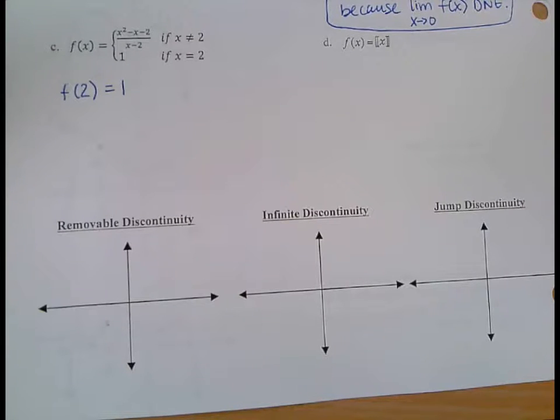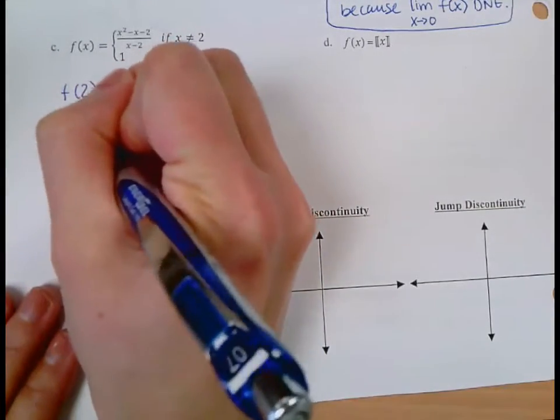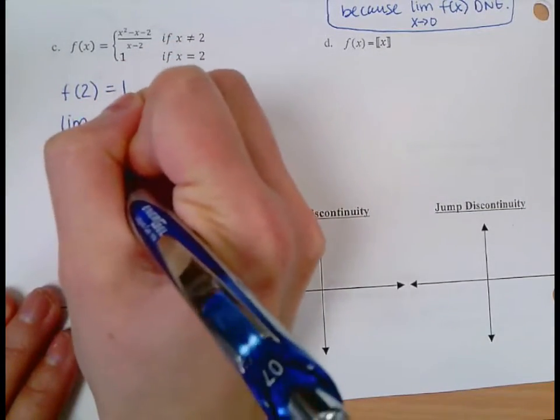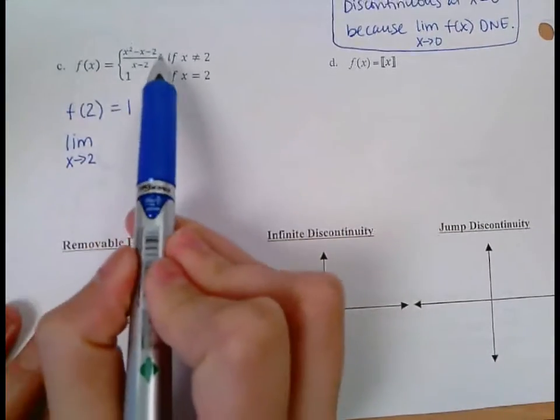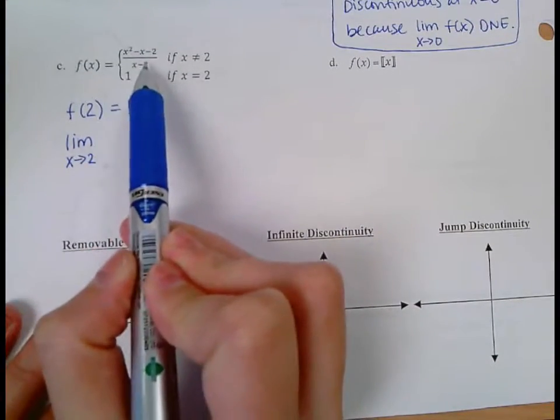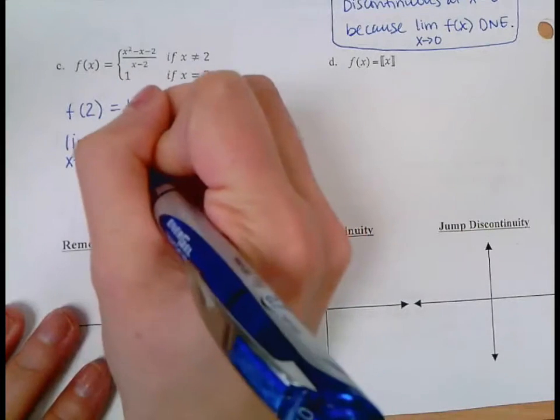So then here's where you would need to check, does the limit exist at 2? So if I'm finding the limit as x approaches 2 of the function, I'm using the expression x squared minus x minus 2 over x minus 2.